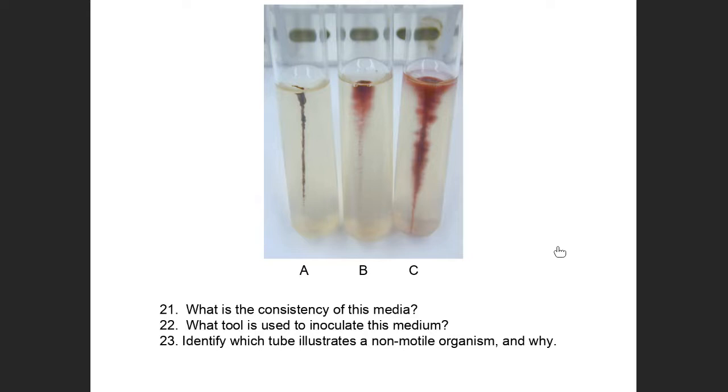Identify which tube of the three, A, B, or C, illustrates a non-motile organism and why. Well, that would be A, right? And that's because you see that the site of inoculation has got growth in it, but there is no movement of growth away from that site of inoculation. That's almost a perfect inoculated motility medium. The other two show that there is growth because of the fuzziness that we see in both of those tubes, and those are both motile. So the answer for A is non-motile. The answer for B and C are motile.